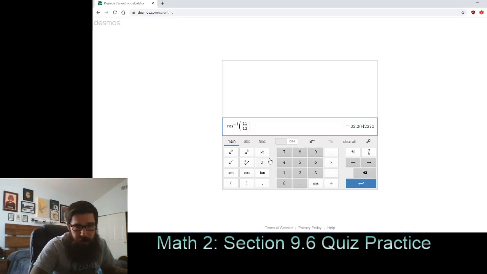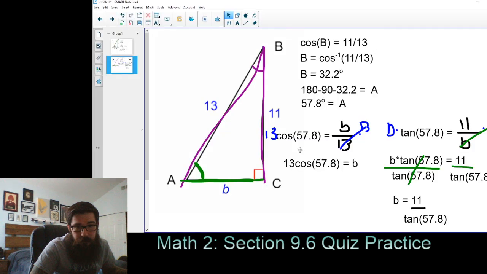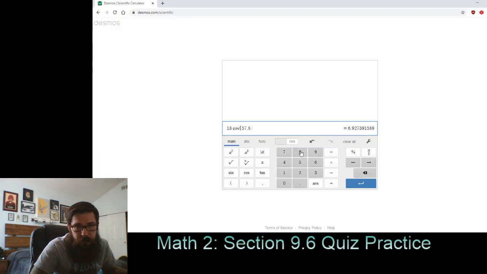13 cos of 57.8 is going to be, where's the clear button? There it is. 13 times cos, I just put it right next to each other. It takes care of the multiplication. I'm going to do 57.8. I'm wondering if I made a mistake on the previous one. Thinking I did some bad subtraction. I did. I didn't subtract the 100. We're going to go back and we're going to fix that. But hey, I'm going to make mistakes too, and I caught it here.